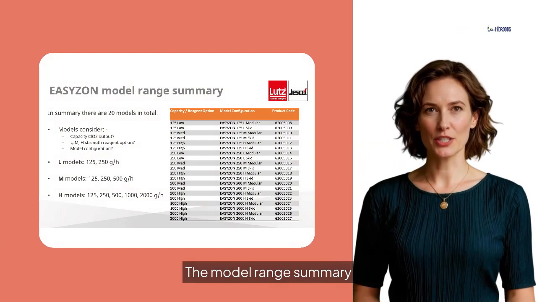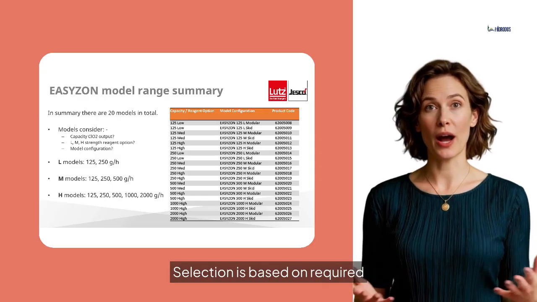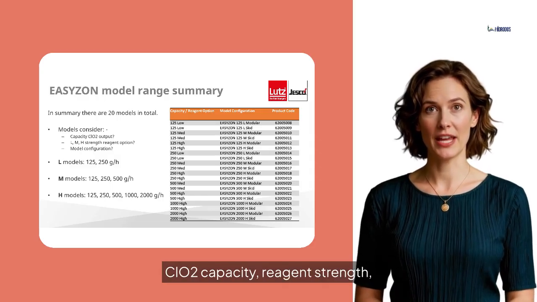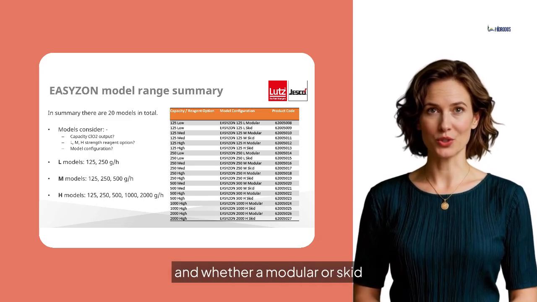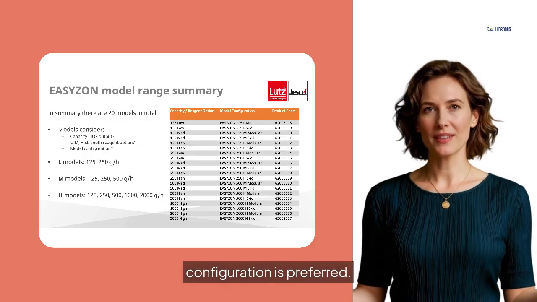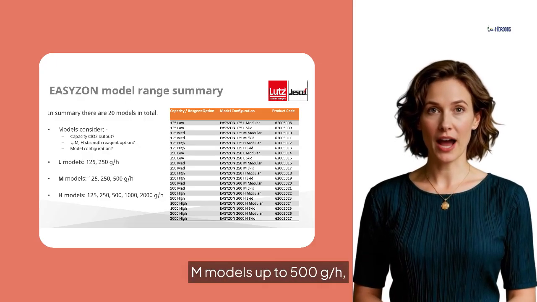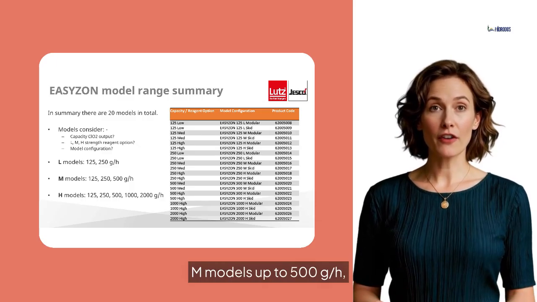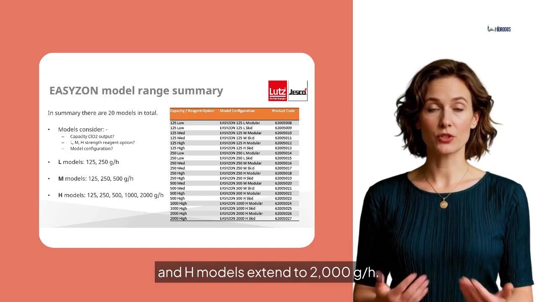The model range summary shows 20 EASYZON variants. Selection is based on required ClO2 capacity, reagent strength, low, medium, or high, and whether a modular or skid configuration is preferred. L models cover 125 to 250 grams per hour, M models up to 500 grams per hour, and H models extend to 2,000 grams per hour.